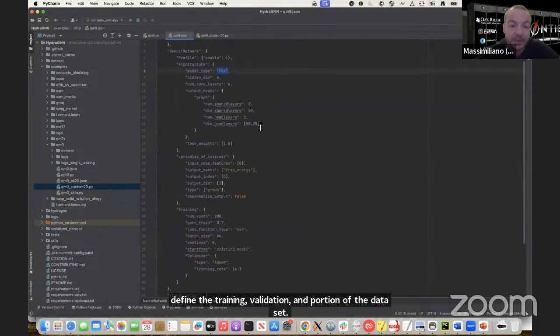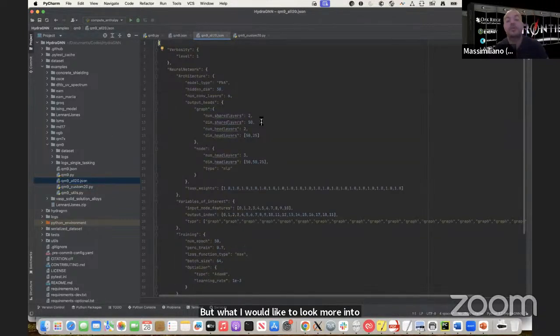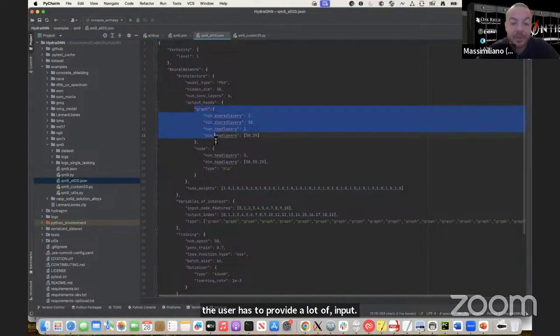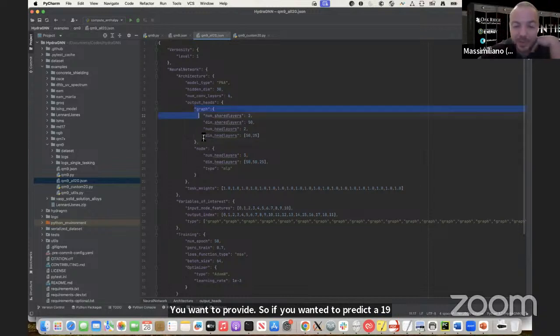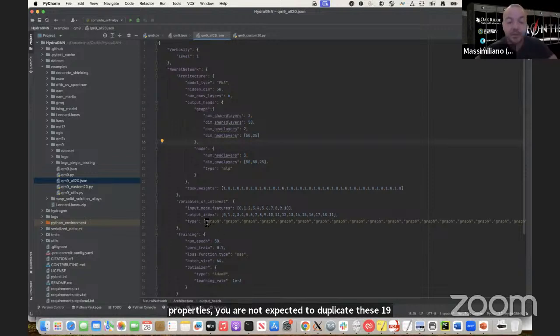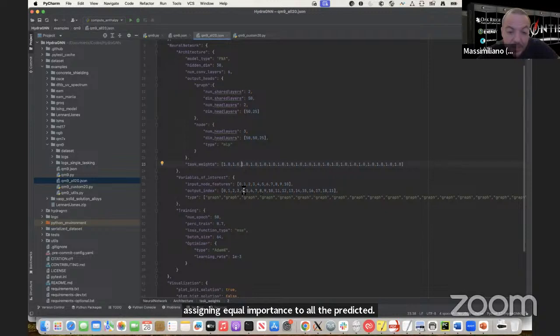But what I would like to look into in more detail is the JSON file, because this is where the user really has to provide a lot of input. For the multitask learning, again, as I mentioned earlier, we need to specify both the architecture for the heads dedicated to graph level predictions and the architecture for the node level prediction. If you want to predict 19 properties, you are not expected to duplicate these 19 times. The code will automatically understand, through the value provided in the variable of interest, which one of the two heads needs to be utilized for every property. As you can see here in line 23, we are assigning equal importance to all the predicted tasks. And we are using 11 features as input features, meaning that from data.x, we are extracting 11 columns, which will be utilized as inputs.